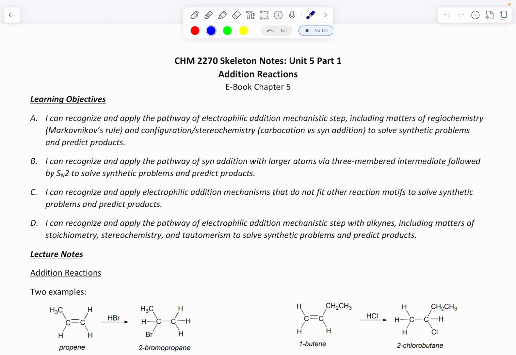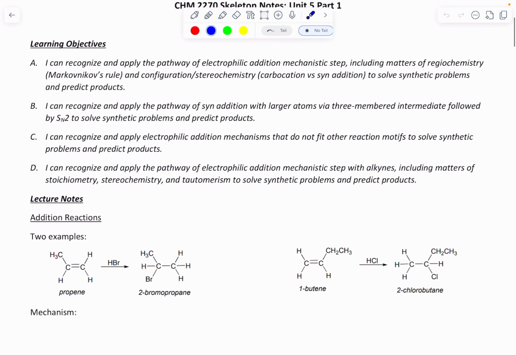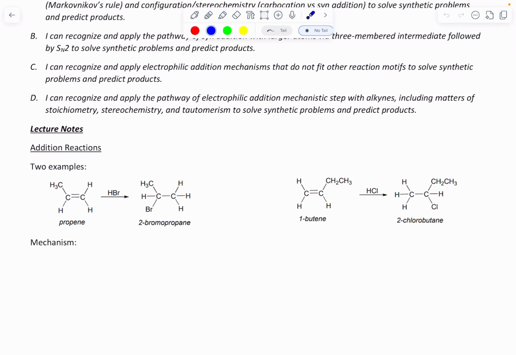Okay, here we'll start Unit 5 notes. So Unit 5 is all about addition reactions. This is in your ebook, Chapter 5. Our learning objectives are all about understanding addition reactions. So let's just go ahead and start learning about them.